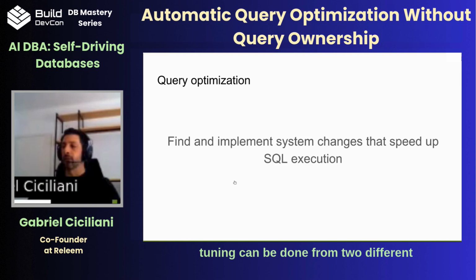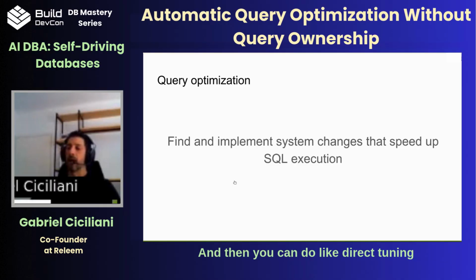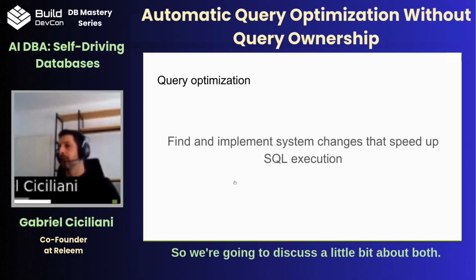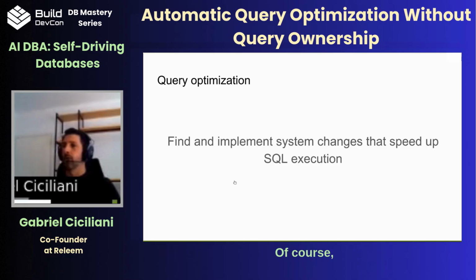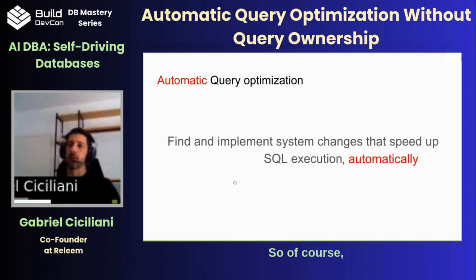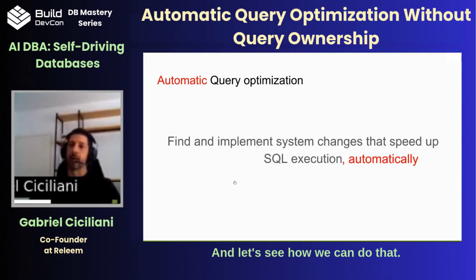So tuning can be done from two different approaches. You can have more like an indirect tuning of your queries, where you're actually improving host and server performance, and then you can do direct tuning, where you grab a specific query or a specific case, and then you see what can be done for that specific query. So we're going to discuss a little bit about both. Of course, automatic query tuning is usually more about grabbing specific cases, specific queries, and seeing what can be done for those special cases. So of course, automatic query optimization is about doing all this in an automatic fashion, right? And let's see how we can do that.